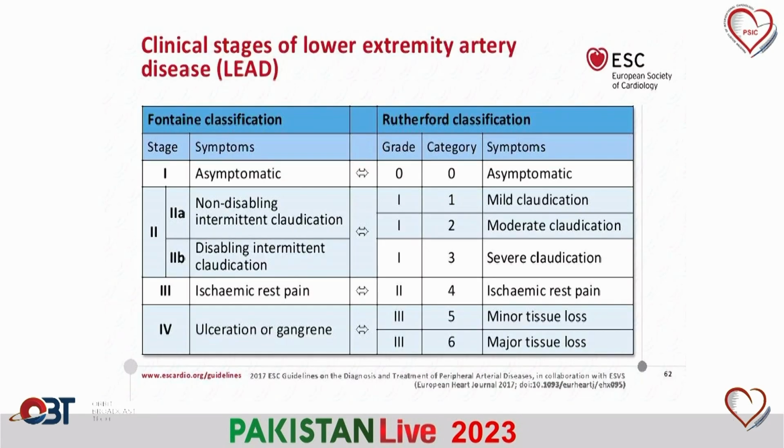I'd like you to focus on these two classifications and always present in this manner. Look at the Rutherford classification, which is a nice clinical one, and you will notice that grades 3, 4, 5, and 6 are the categories that we will be dealing with.